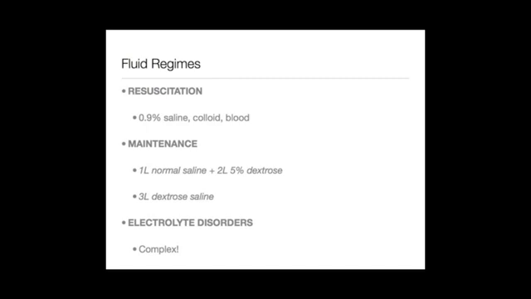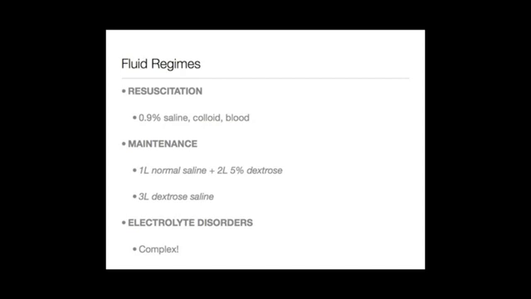Okay, so finally, let's talk a little bit about some of the ways in which you use these fluids in the situations of resuscitation and maintenance. As I've already mentioned, I'm not going to talk about electrolytic disorders at all. So very importantly, maintenance is quite logical now.